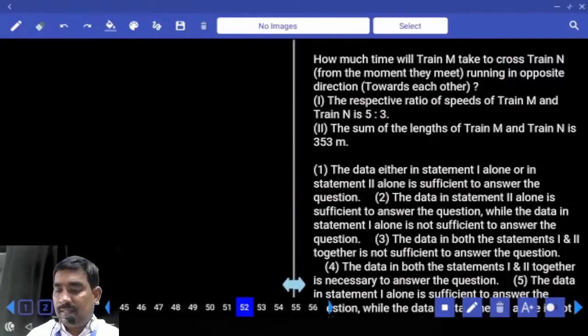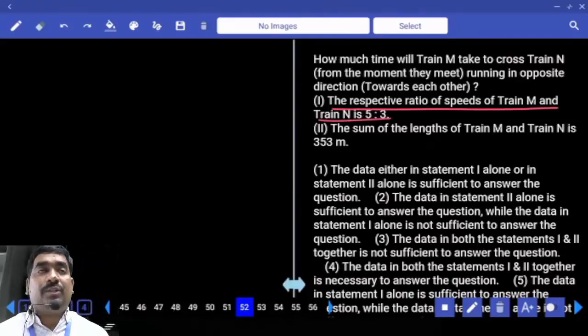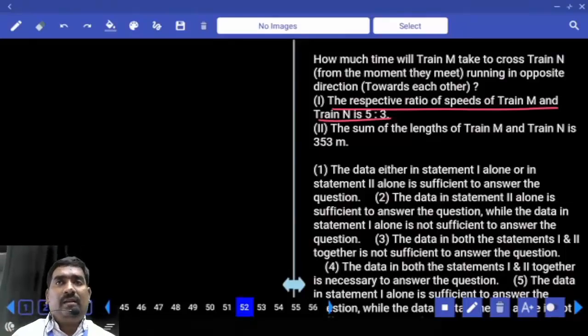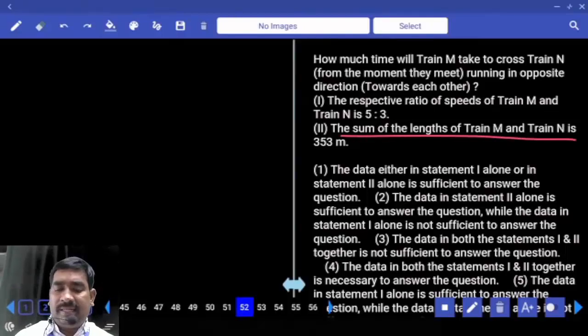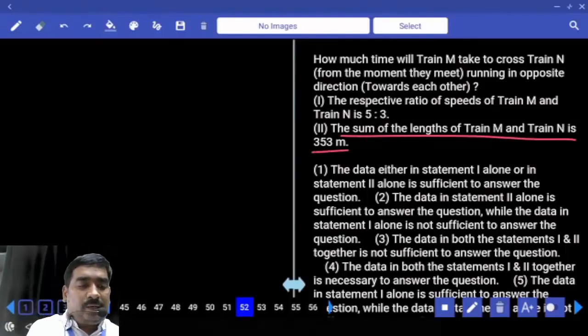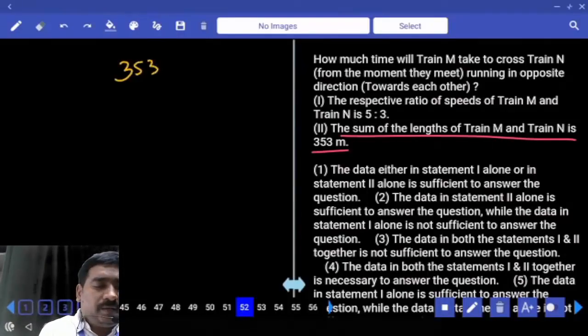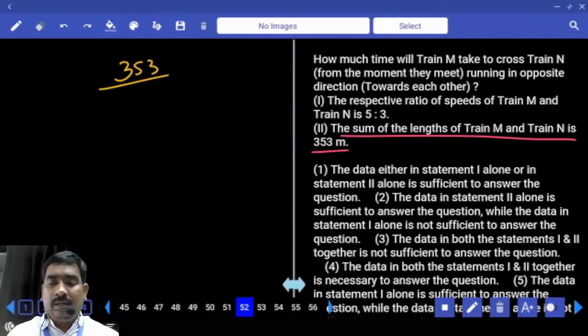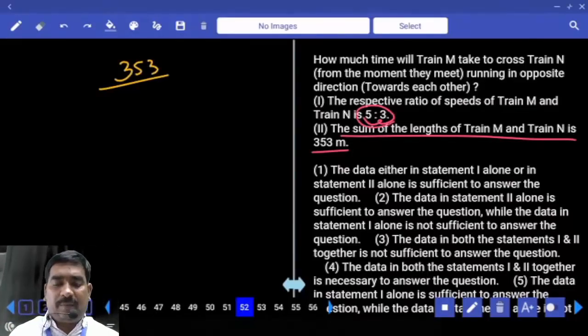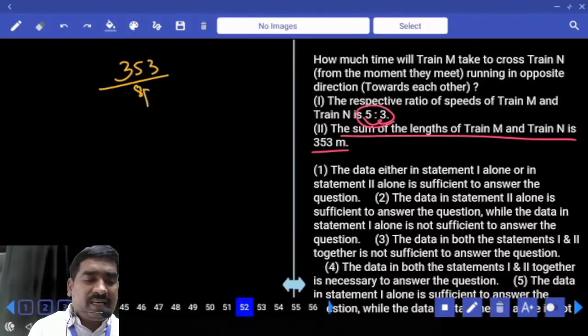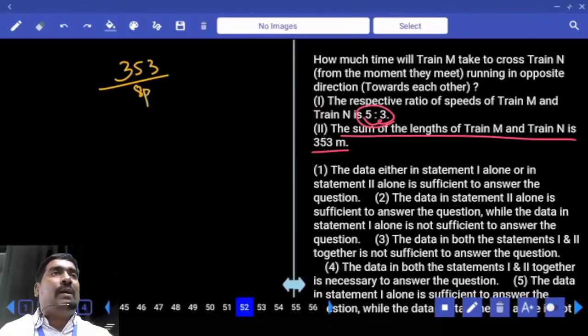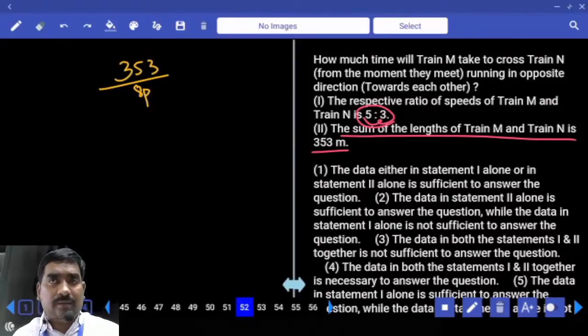First statement: The ratio of the speeds of train M and N is 5:3. He gave the speeds ratio, but did he tell what the speeds are? Not possible. Sum of the lengths of M and N is 353 meters. Total distance is 353, but do we know the total speed? Taking the ratio, total speed 5 + 3 is how much? 8 parts we know, but I don't know what is that one part value here. So we can't say the answer, neither one nor two.